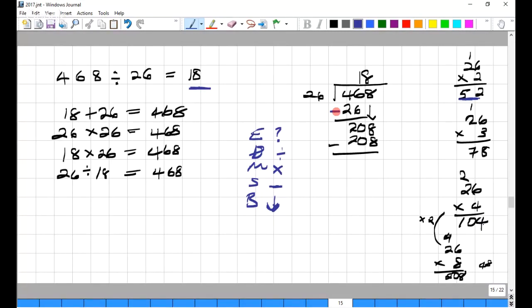104. 104 looks like half of what I need here. You see it? I have 208 and this is at 104. If it's half of what I need, what do I need to do to get the 208?